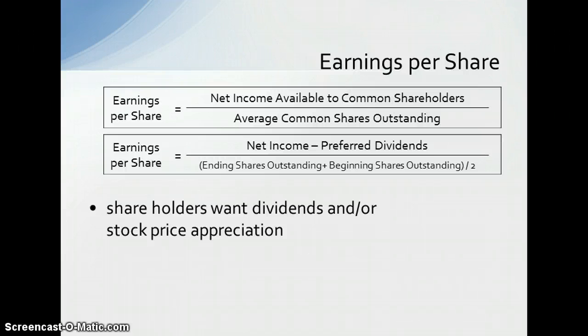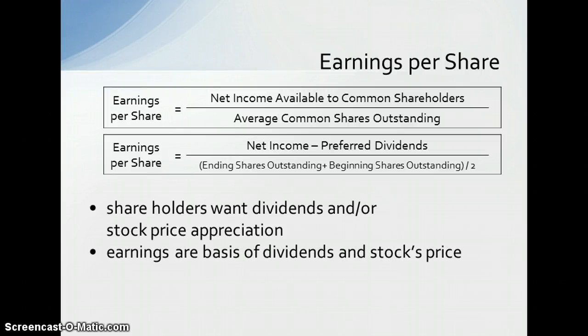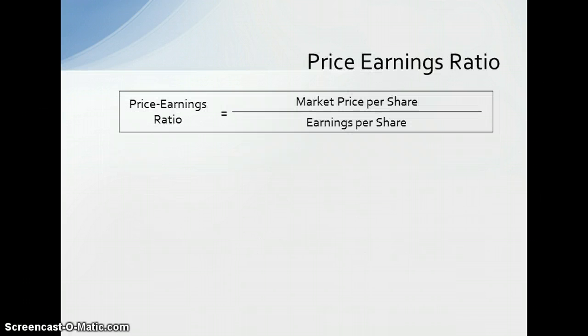Earnings per share is important because shareholders want dividends, and dividends are paid out of earnings. Earnings per share is important because shareholders are also looking for stock price appreciation, and one of the main reasons that a stock price will go up is because the earnings are going up. Earnings are the basis of dividends and stock price.